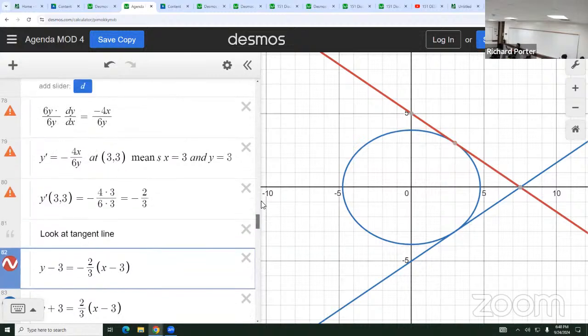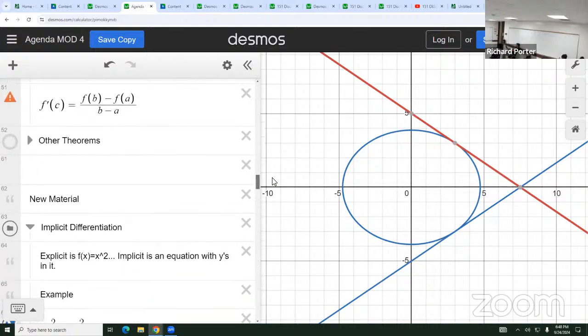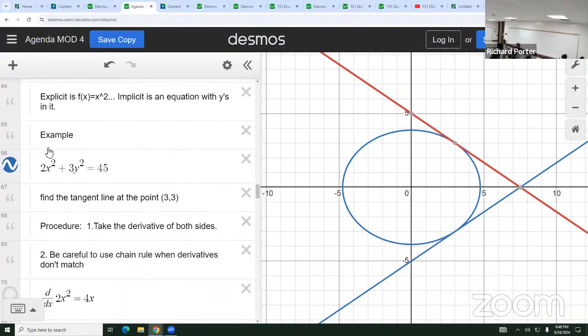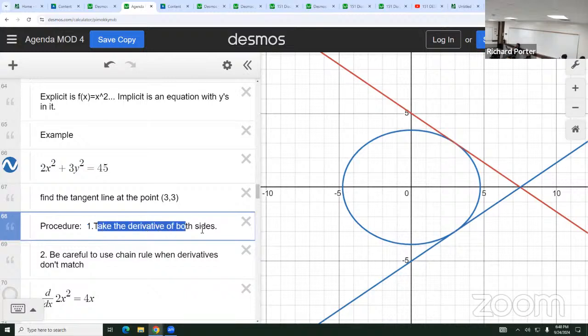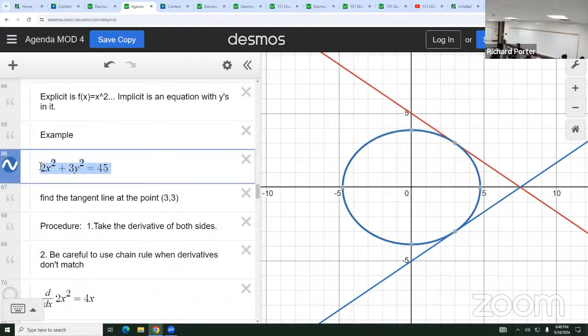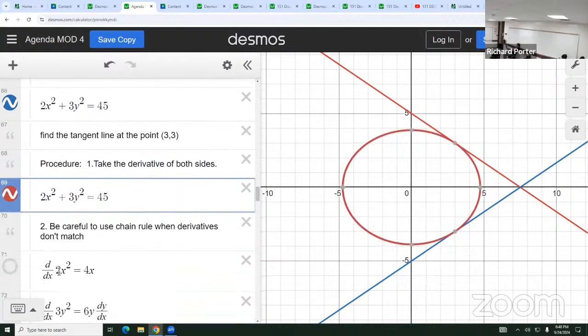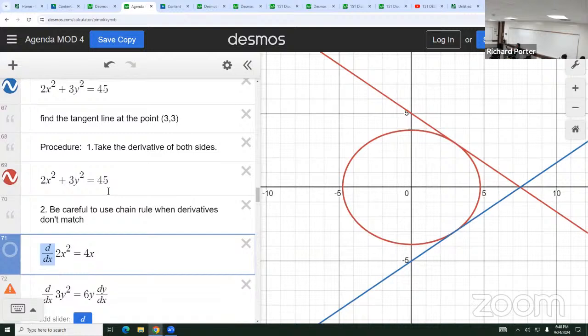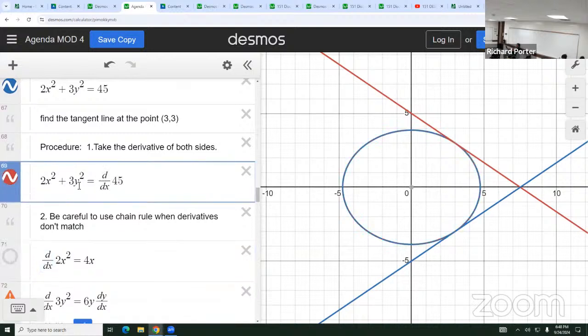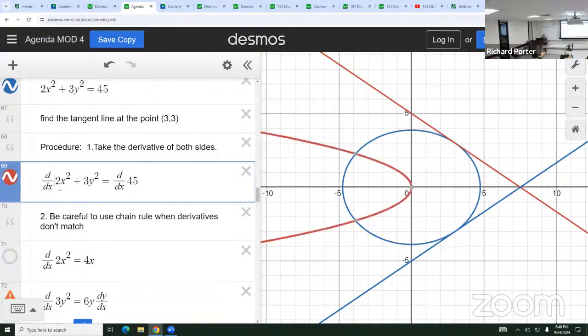Okay, so how do we find the derivative? We can't just say, oh, the derivative is this. So what we do is we have an equation. The procedure we're going to use is, first thing, take the derivative of both sides of the equation. So we're going to take this equation, and we're just going to take the derivative of both sides, of this whole side and of that.